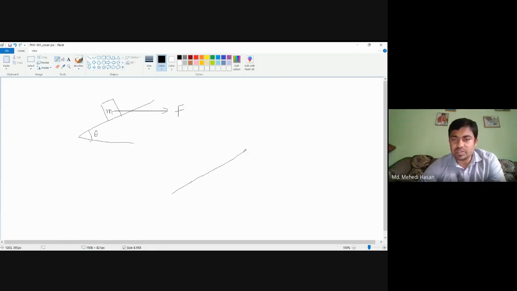First you have to consider the horizontal plane as the x-axis and the vertical plane, perpendicular to the horizontal plane, as the y-axis, and you have to keep the object in the center. Then you have to count the forces involved in that system. First is the normal force, then weight W downward. If this angle is theta, then this angle is also theta. The applied force is F, and there is a frictional force.